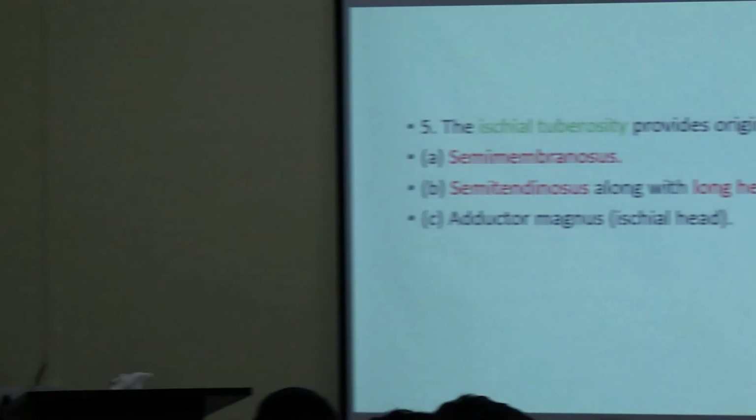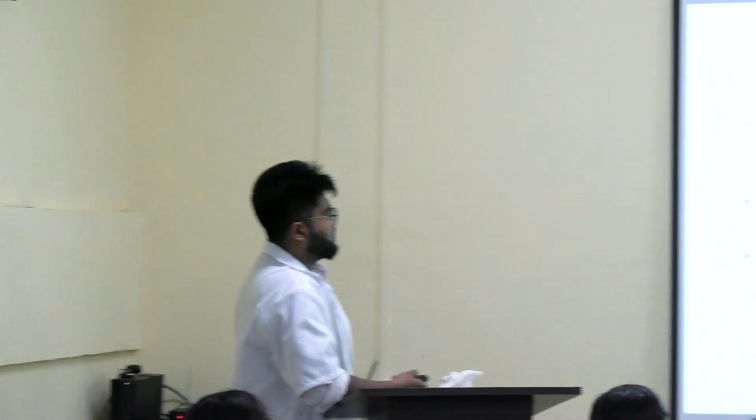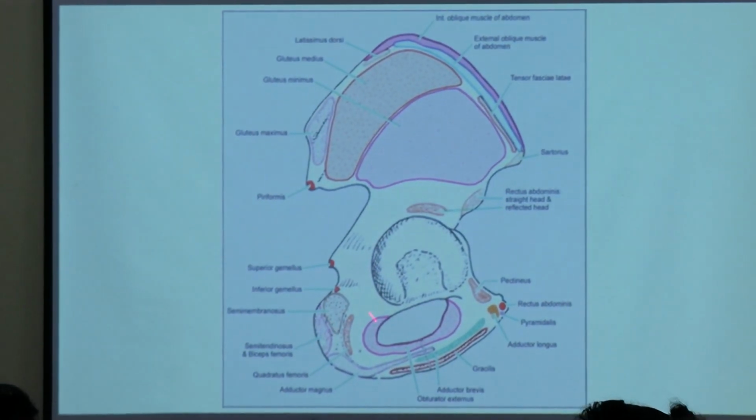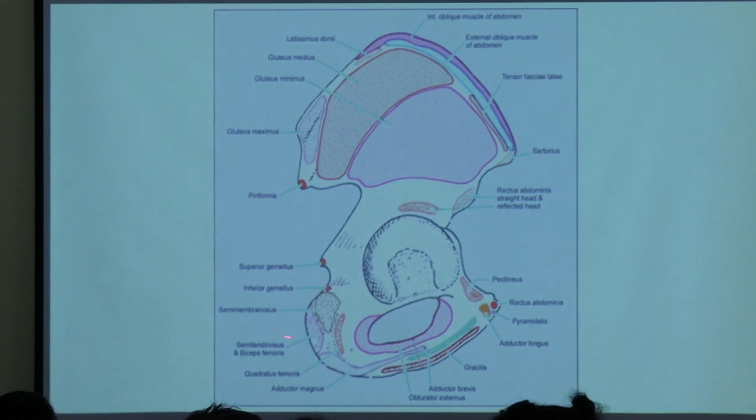See, in the ischial tuberosity, four muscles are attached here. This is the ischial tuberosity part. Here you can see one is semimembranosus muscle attached here. Another is semitendinosus along with the biceps femoris muscle. And another is this part, adductor magnus muscle. So one is semimembranosus, another is semitendinosus, another is biceps femoris and adductor magnus. Four muscles are attached in the ischial tuberosity part.